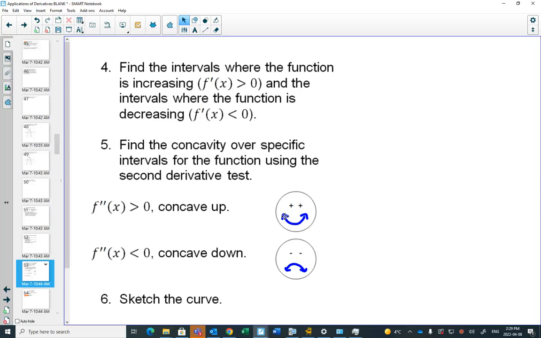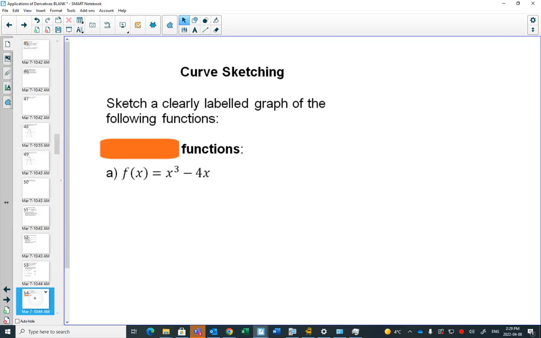And then you just have to sketch the curve. All right. So, do you want to do a little review, put some in, or are you ready? Do you want to just, yeah, let's do some. Okay?